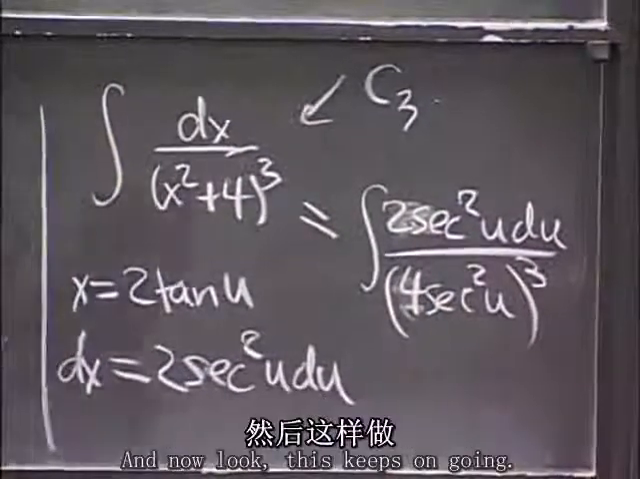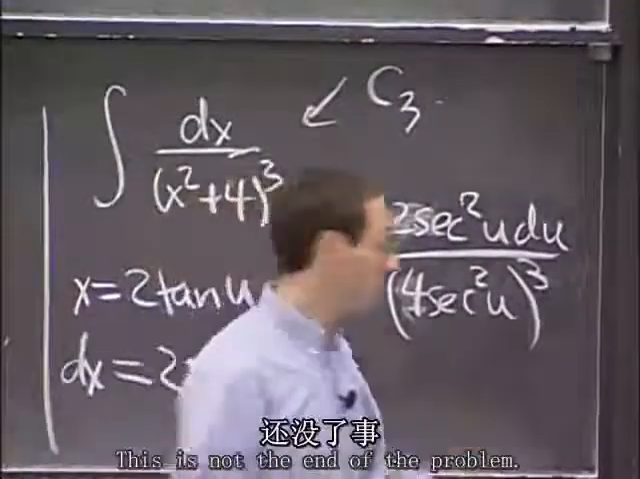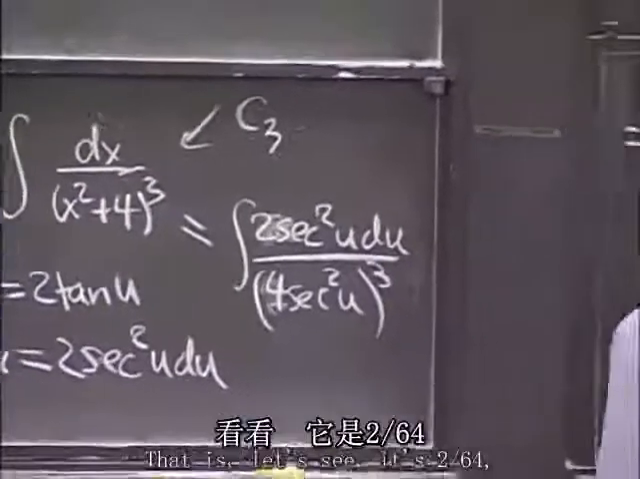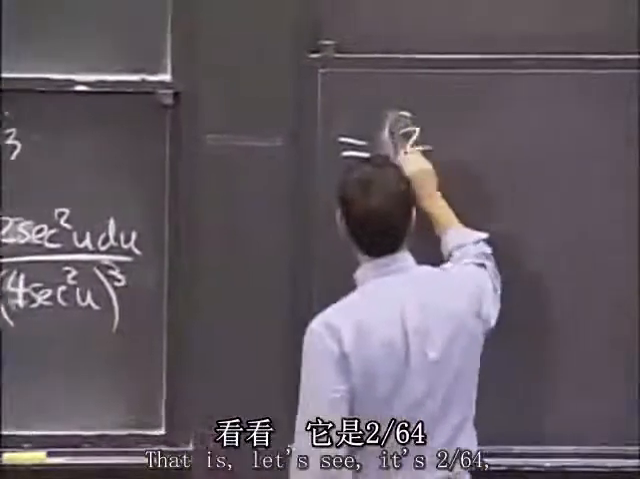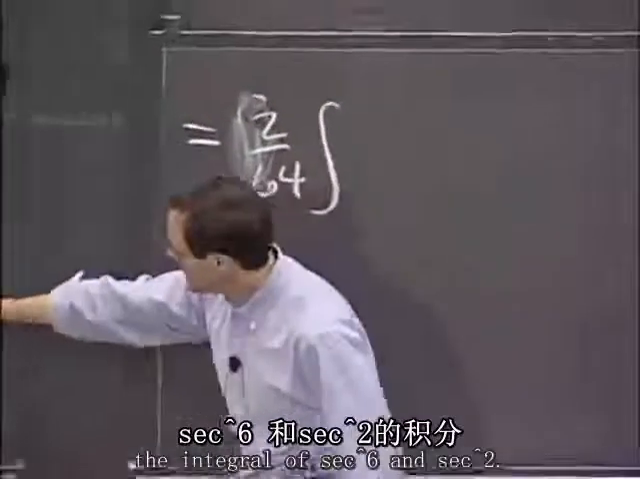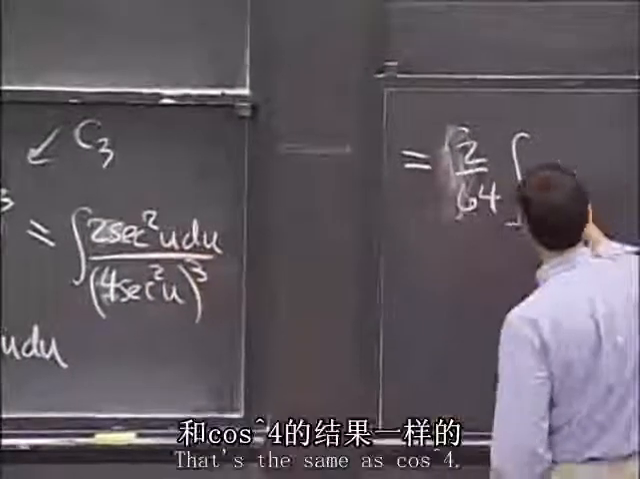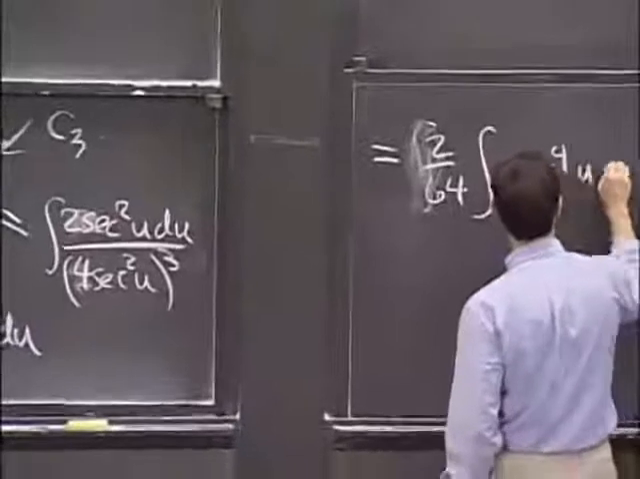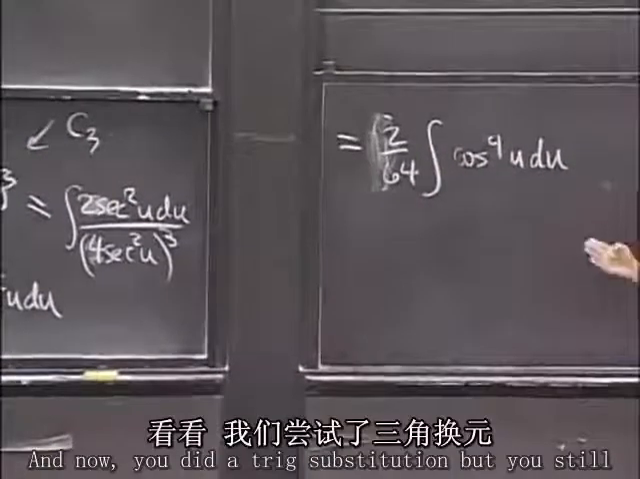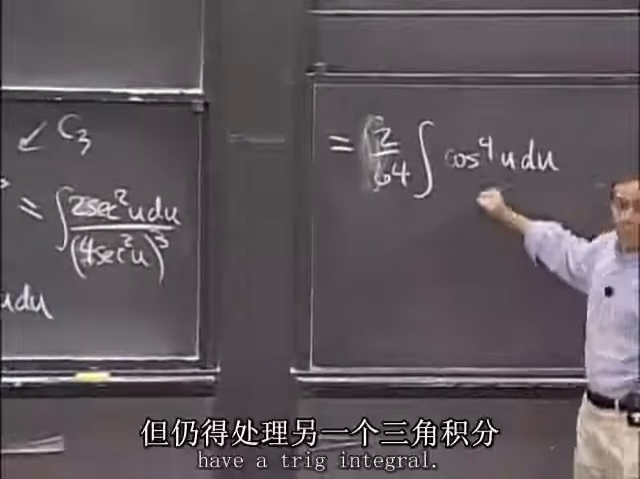And now look, this keeps on going. This is not the end of the problem. Because what does that simplify to? That is, let's see, it's 2 over 64, the integral of secant to the 6th power and secant squared. That's the same as cosine to the 4th. And now you did a trig substitution, but you still have a trig integral.